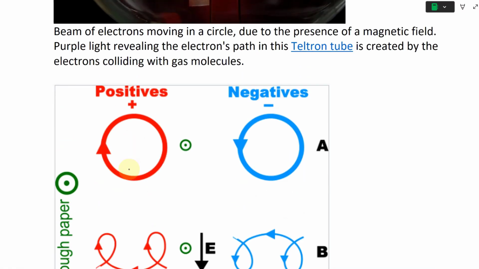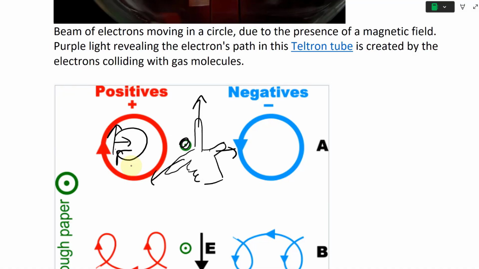Your middle finger goes like this, and your other three fingers are like this, and then your thumb would be sideways. So if the particle is going up, that's the velocity, and the magnetic field is pointing out, the thumb is going to point to the right. So this one goes to the right and loops in a circle.